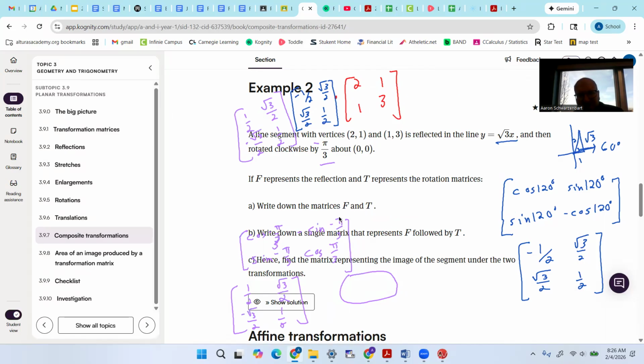It asks me to write down the matrices for F and T. F represents the reflection, T represents the rotation. So T is purple, and F is this blue. I just changed the color. Why didn't it work?